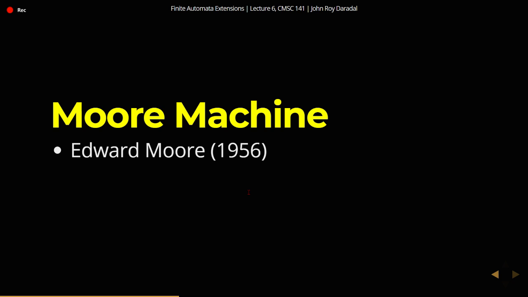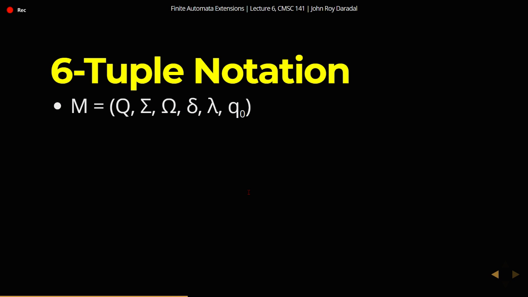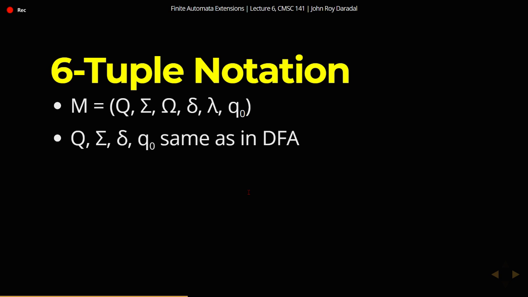Moore machines were created by Edward Moore in 1956. And as I mentioned, the outputs are associated with the states. So you can denote Moore machines using the 6-tuple notation. You have Q, sigma, omega, delta, lambda, and Q sub 0. So set of states Q, input symbol sigma, transition function delta, and the start state Q sub 0, it's the same as in the normal DFA.